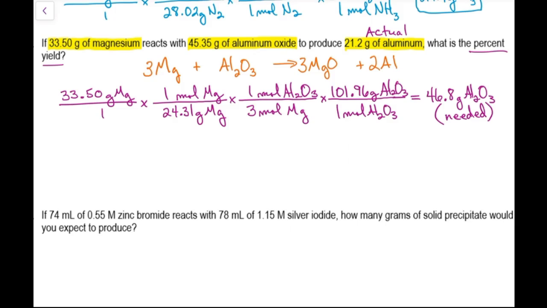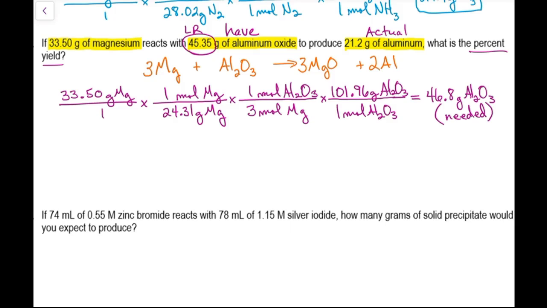Okay, so I just calculated that I needed 46.8 grams of aluminum oxide to react with 33.5 grams of magnesium. I have 45.35, so what does that mean? Alright, so it means that I need more than I have for the aluminum oxide, which makes the 45.35 grams of aluminum oxide my limiting reactant. So that's my LR for this problem.